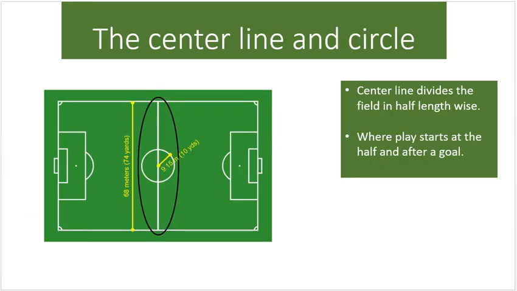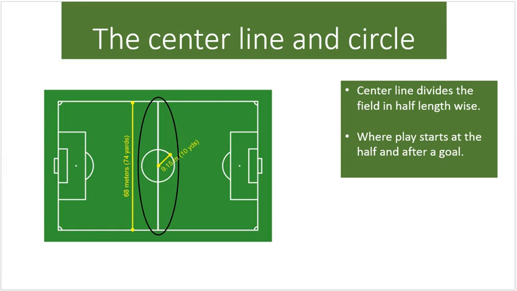The center line and center circle. The center line divides the field in half lengthwise. This is important because a player cannot be considered to be in an offside position in their own half of the field. We'll get into offsides later on when we start talking about the rules, but it's just important to know that you can only be offside if you're in the attacking half of the field. If you're in your own half of the field or your defending half of the field, you can't be considered offside no matter where you are.